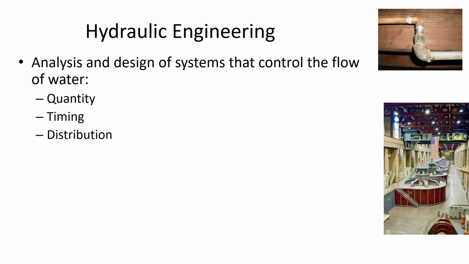And so we're going to start the semester by talking about closed conduit flow through pipes, and then later in the semester we'll transition over to open channel flow. But in both cases, we're wanting to know about the amount of water, the timing of when it arrives, how much it has to be delivered. So the purpose of a closed conduit system, like a municipal pipe network, we're trying to deliver water to consumers.